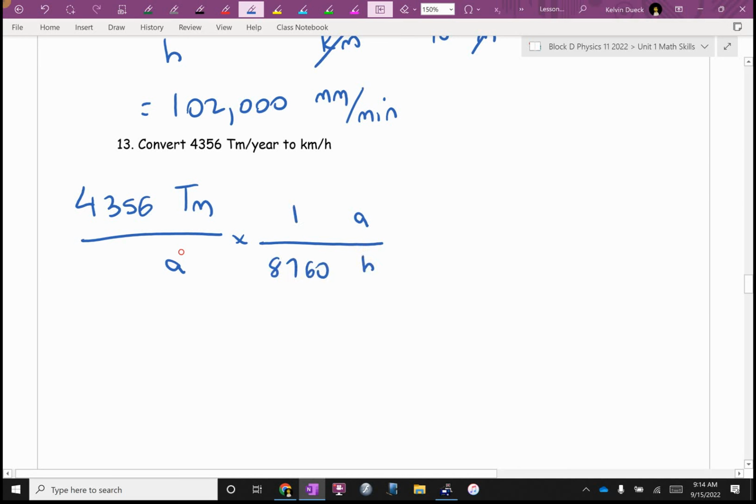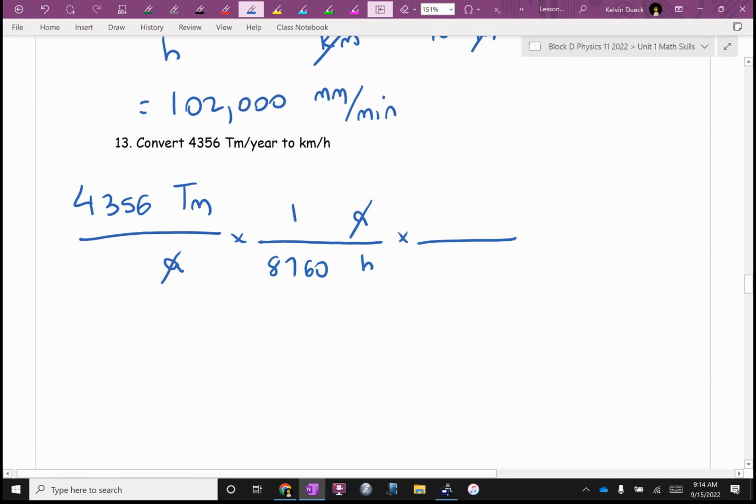Hey, I saved myself some time, and I'm already in terameters per hour. But I want to get kilometers per hour. I'm going to get rid of tera and bring in kilo. 2 steps. Where's tera going to go? On the bottom. Meters on the top. Tera is 10 to the 12? But now I want to get rid of meters and bring in kilo, which is 10 to the 3, and that's going to go on the bottom.